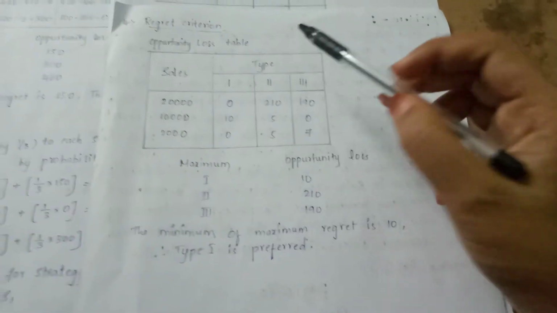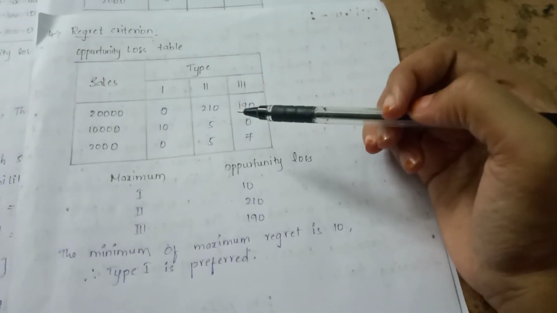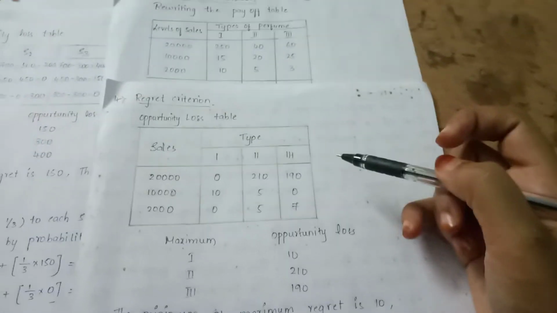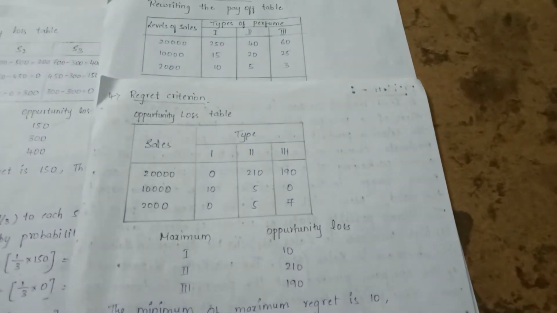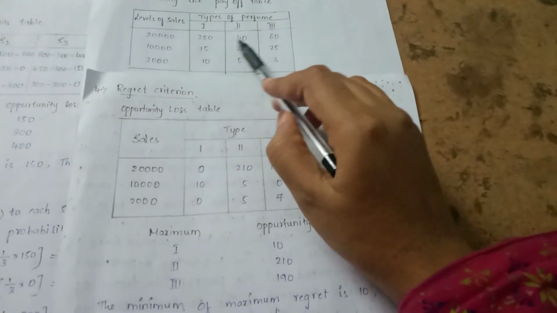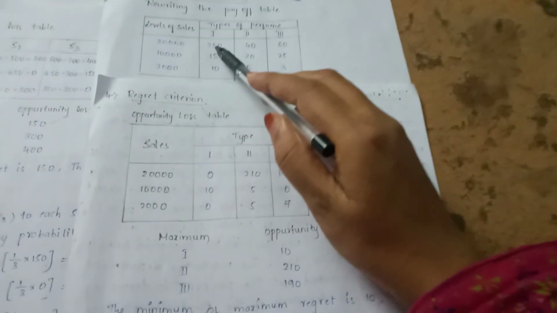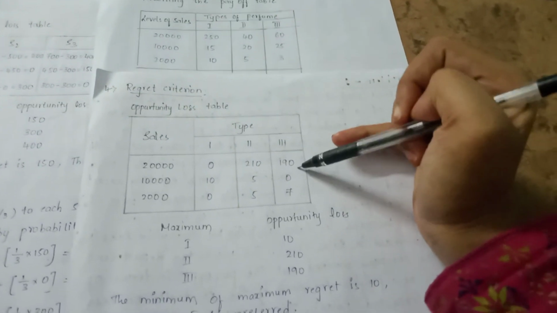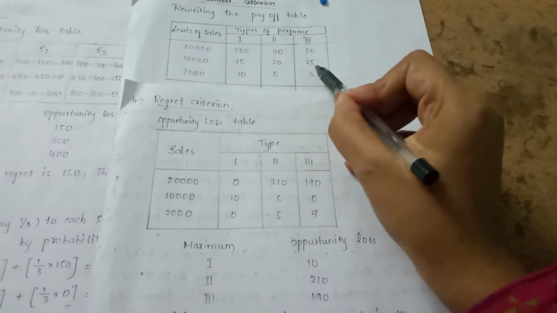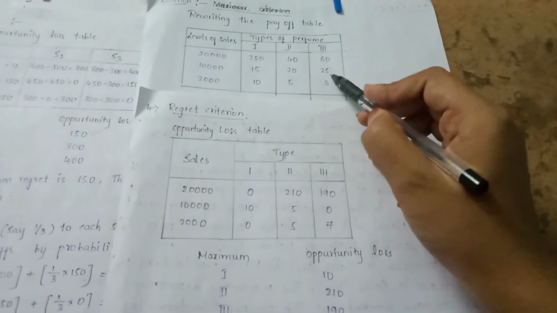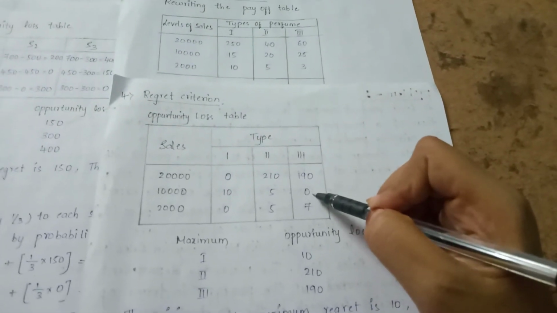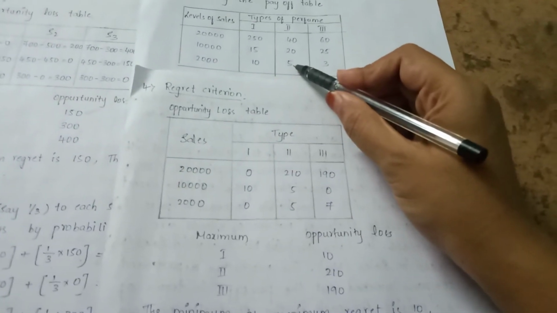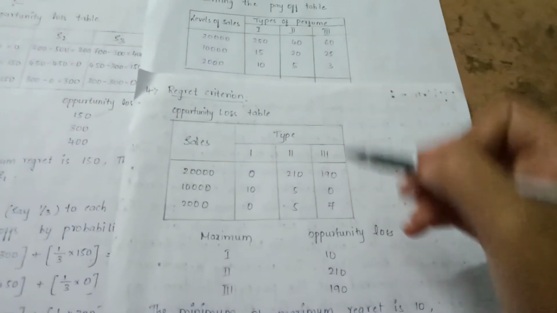Clear? The last one is the regret criterion. Students, we need to construct an opportunity loss table. Here we need to take the maximum payoff in that row and subtract it from all the payoffs in that row. In the first row, the maximum payoff is 250. So 250 minus 250 is 0, 250 minus 40 is 210, 250 minus 60 is 190. In the second row, the maximum payoff is 25. 25 minus 15 is 10, 25 minus 25 is 0. In the third row, the maximum payoff is 10. 10 minus 10 is 0, 10 minus 5 is 5, 10 minus 3 is 7.